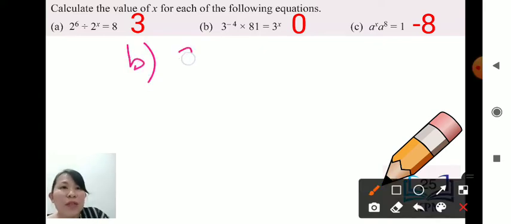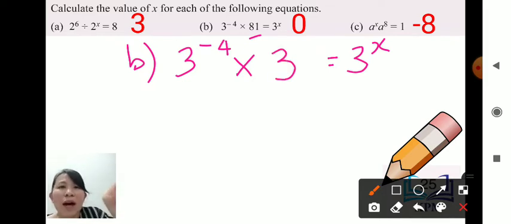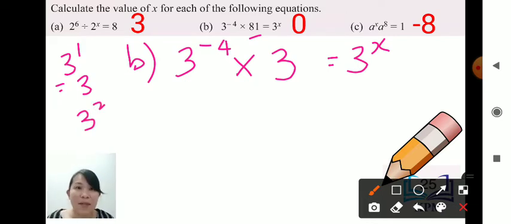Question B: 3 to the power of negative 4 times 81 is equal to 3 to the power of x. So only this is different. We need to change 81 to 3 to the power of something. How do you know? You have to try one by one. 3 to the power of 1 is 3. 3 to the power of 2 is 9. 3 to the power of 3 is 27.